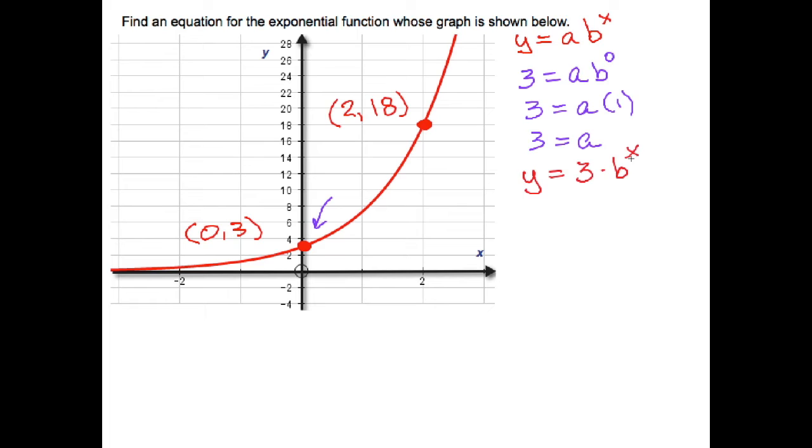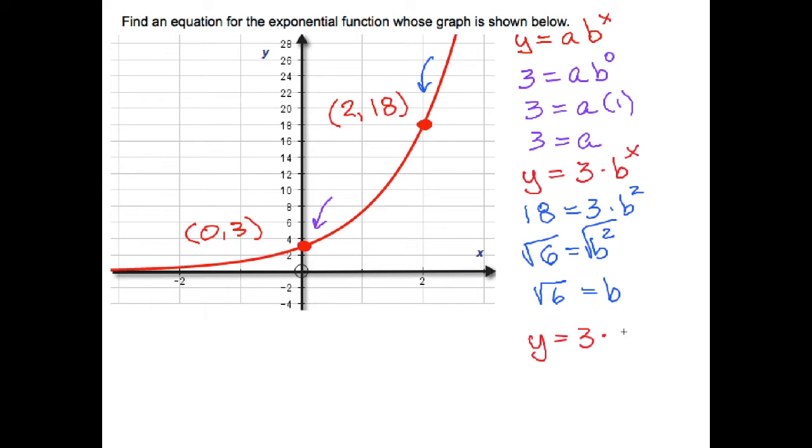Next, I want to find the base. So I'd like to turn my attention to my second point right here. And notice that when the y-coordinate is 18, then the x-coordinate is 2. And I'll be able to solve for the base b. I'll divide both sides of my equation by 3. Well, 18 divided by 3 is 6. So 6 is equal to b squared. And if I take the square root of both sides of the equation, I find that the base is equal to the square root of 6, or 6 to the 1/2. There's my exponential function. y is equal to a, which is 3, times my base, which is the square root of 6, to the x.